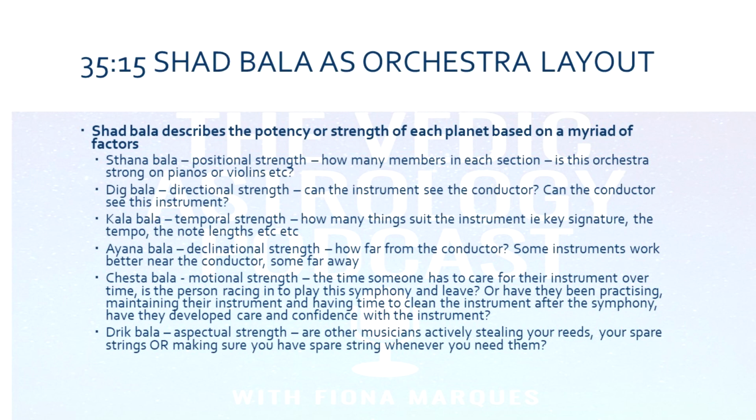Then we have Ayanabala, declinational strength, which in astrology is how far away it is from the equator. But in the orchestra is how far away it is from the conductor. Some instruments work well when they're near the conductor, and some work much better when they're far away. So we could imagine all of those if those big percussion instruments end up right in front of the conductor.